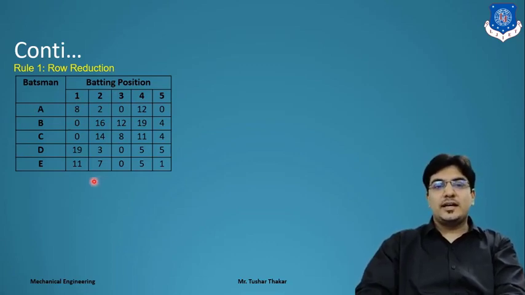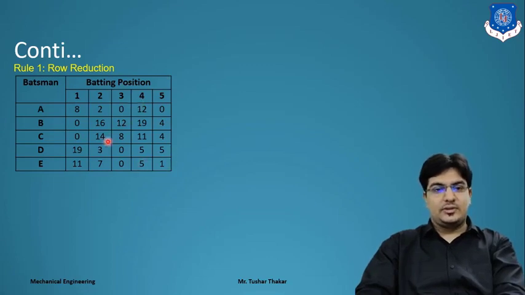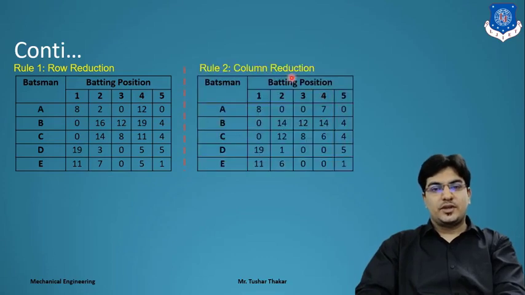Next we have to check whether all the columns contain 0 or not. Here column 1 contains 0, column 2 doesn't contain 0, columns 3 and 5 contain 0, 2 and 4 haven't 0. So in rule 2, we have to do a column reduction. In column reduction we have to take the minimum value and do subtraction. So that is our step 2. In column reduction we have to get 0.